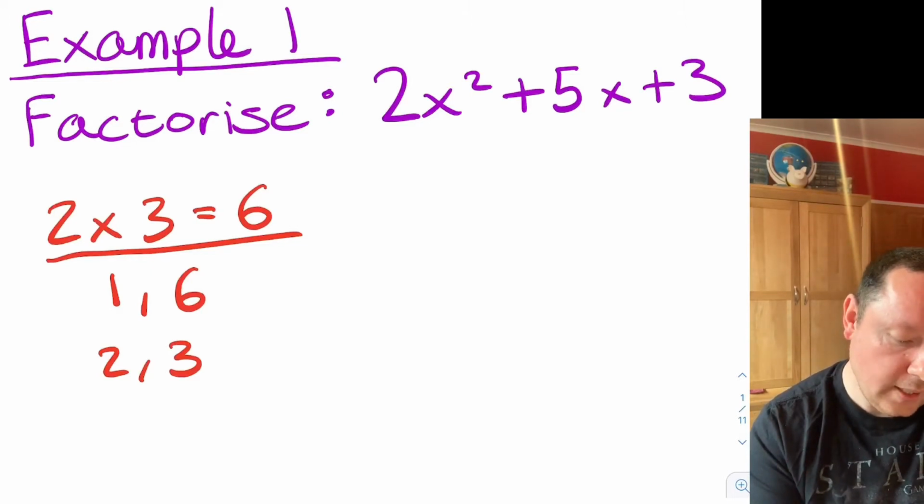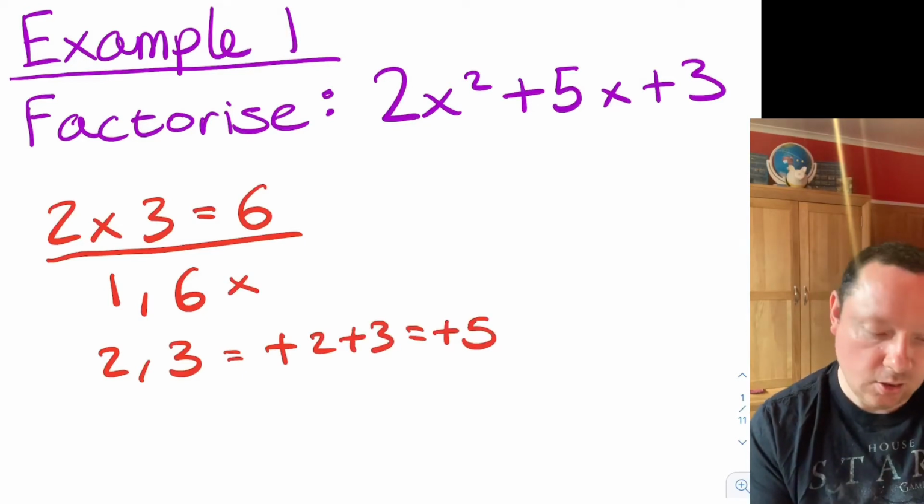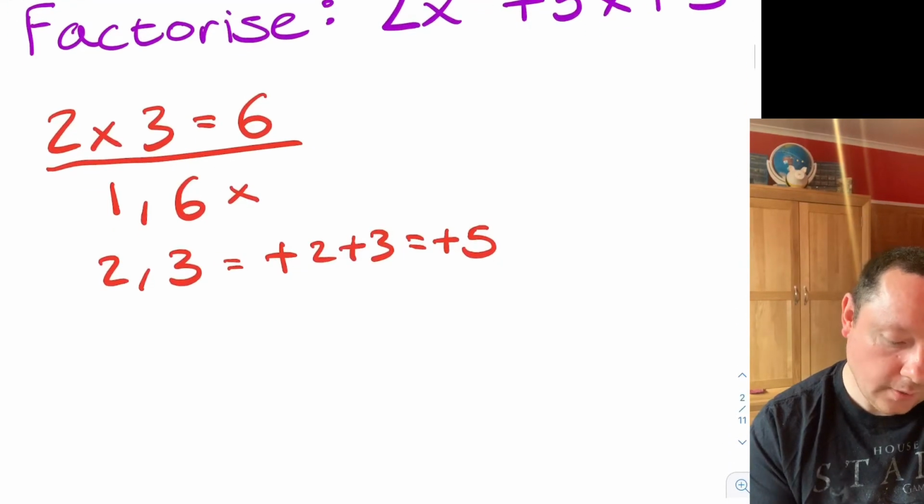So 1 and 6, well I can't add 1 and 6 together to make 5, but I can do plus 2 plus 3 makes plus 5. So that's definitely my answer. So we now draw our grid.